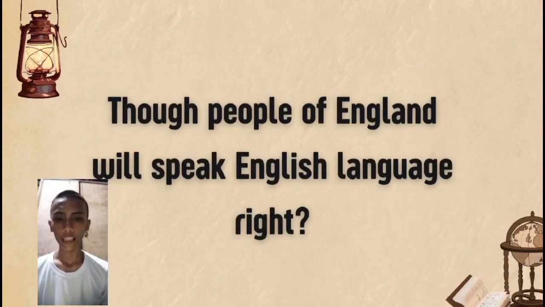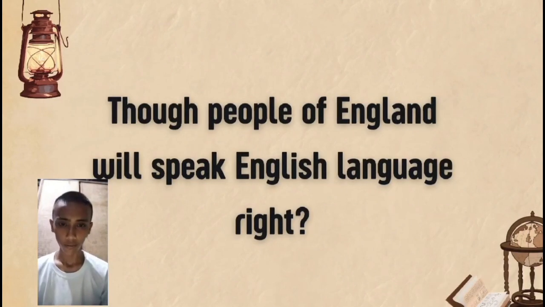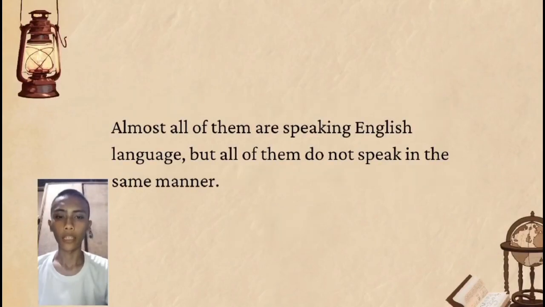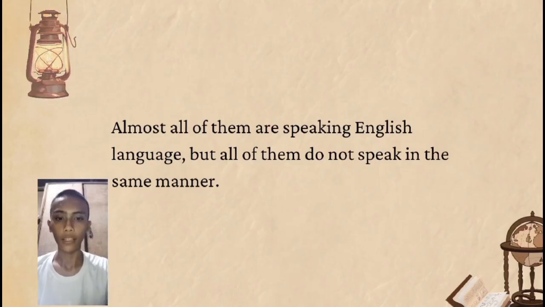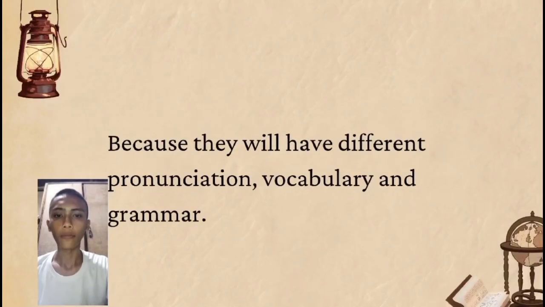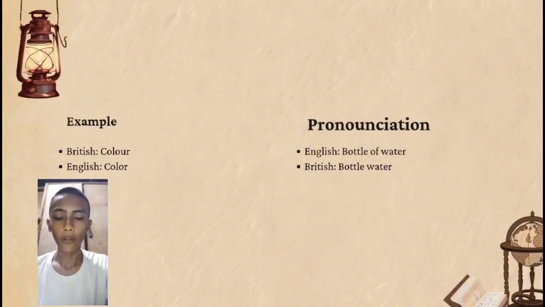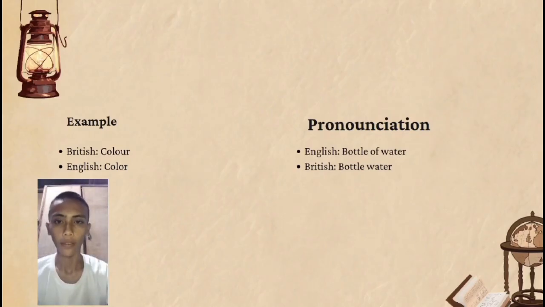People of England will speak the English language, right? Almost all of them speak English, but not all of them speak in the same manner because they will have different pronunciation, vocabulary, and grammar. For example, "colour" in British English has a U, while American "color" does not have any letter U. And their pronunciation of "bottle of water" is "bottle water."